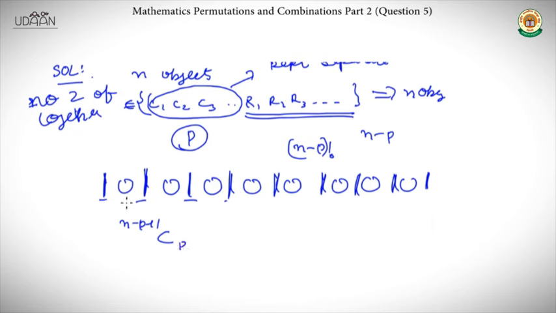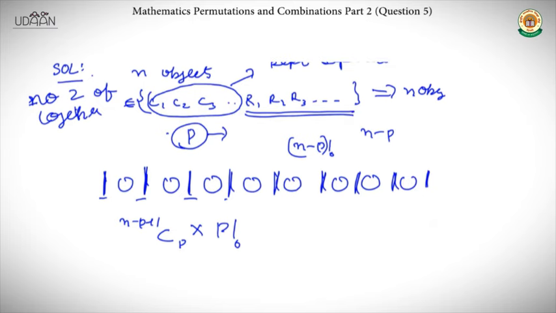Now we have chosen p places from these n minus p plus 1 places. We have to arrange the p objects that we have kept there. We can arrange these p objects in p factorial ways. So the total number of ways in which we can arrange these objects so that these particular p objects are always separated is (n minus p plus 1) C p into p factorial into (n minus p) factorial.